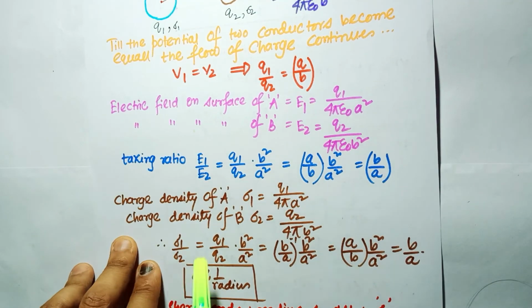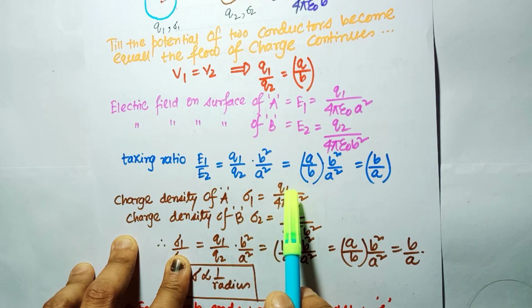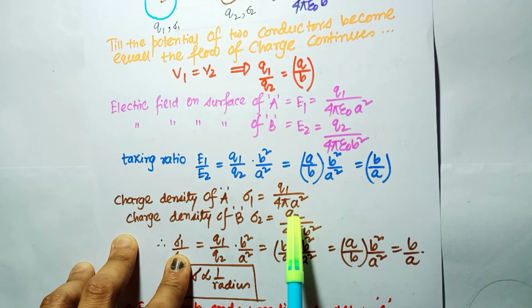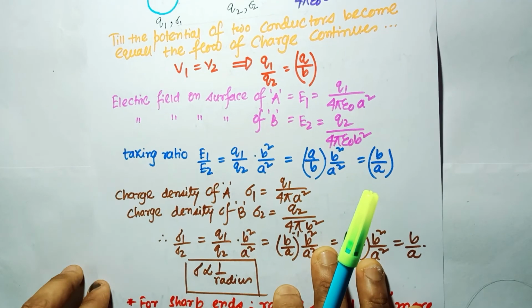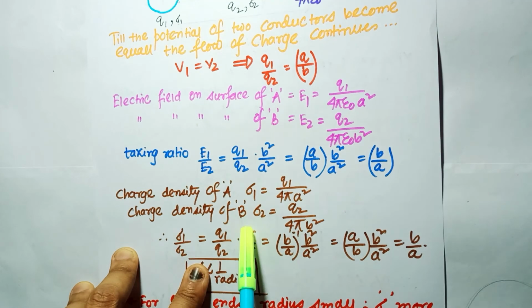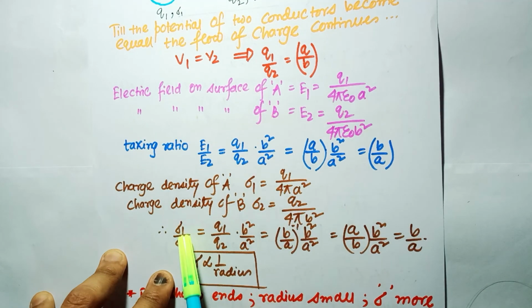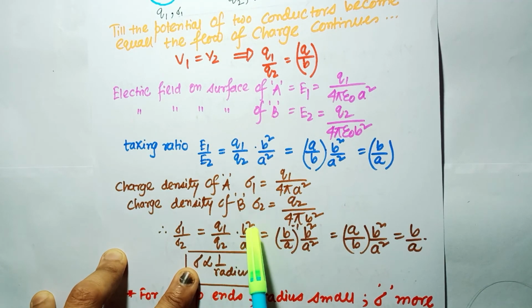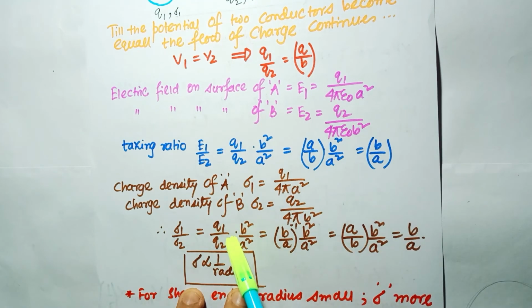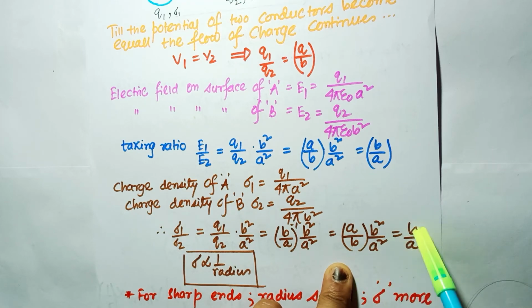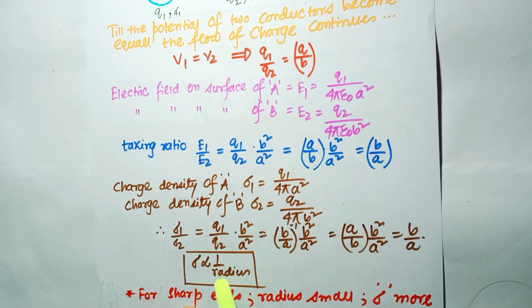Similarly, the charge density of sphere A, sigma 1, is equal to Q1. The total charge is distributed evenly on the surface of the sphere, so Q1 divided by its surface area, 4 pi A square. Similarly, the charge density of sphere B, sigma 2, is equal to Q2 divided by 4 pi B square. I need to find sigma 1 by sigma 2. It is Q1 by Q2 times B square by A square. I put the value of Q1 by Q2 as A by B, times B square by A square. So it comes out to be B by A. So you can also see that, like the electric field, the charge density also varies as 1 by radius. It is inversely proportional to the radius.